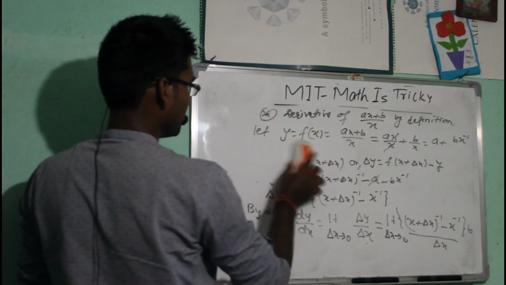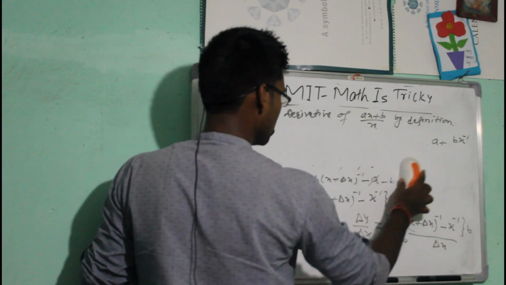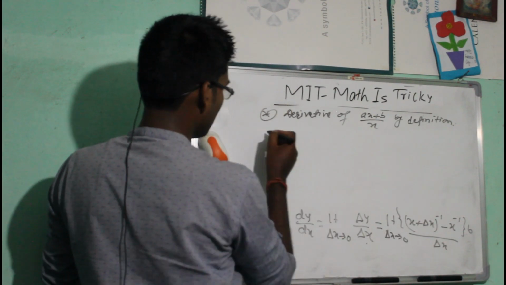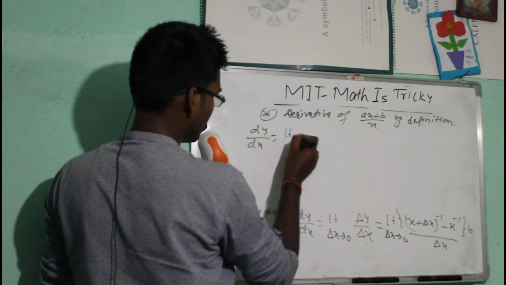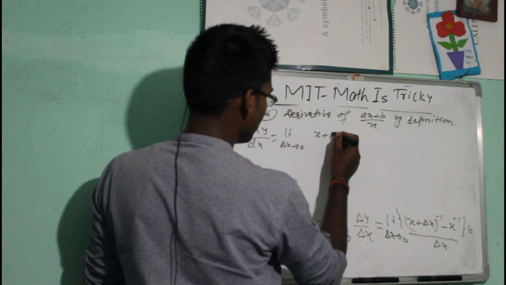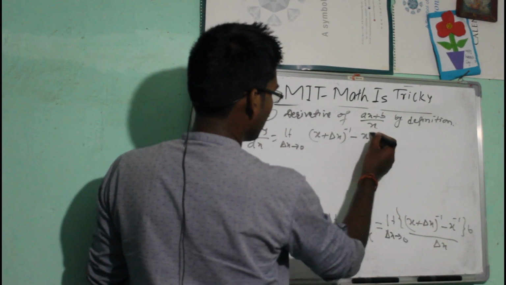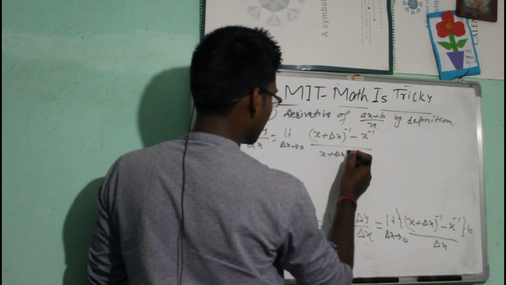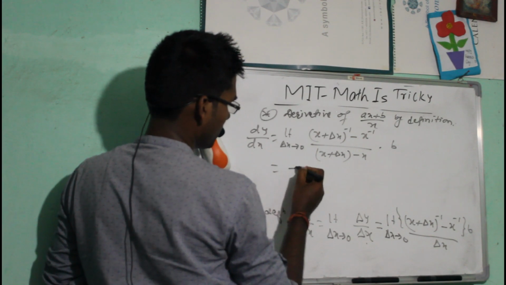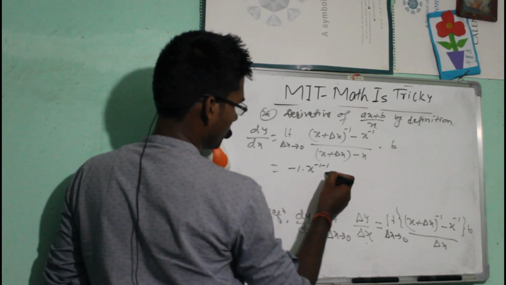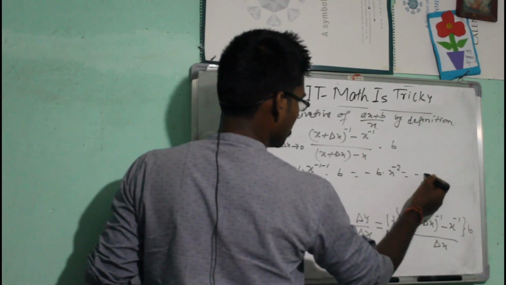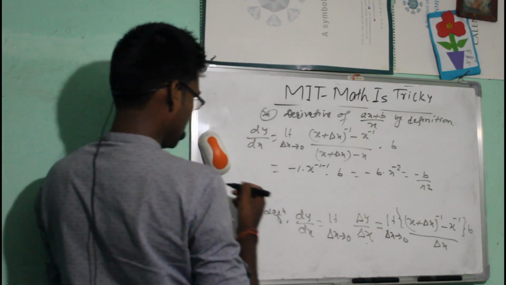So now to get the final answer, let me drop this and write the answer here. For this again I'm using the limit formula. So dy by dx equals limit delta x tends to 0, and then just make a little change in the denominator so that we can use the formula: x plus delta x minus x, so that there is no change in b. Now we are getting here minus 1 into x power minus 1 minus 1, and then into b. So it is here minus b times x power minus 2, that is minus b by x square is your answer.